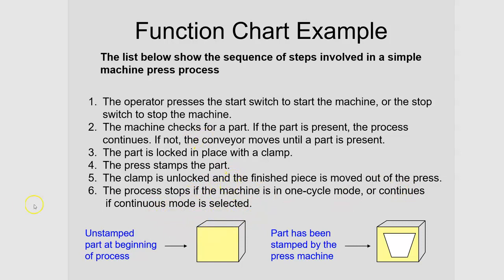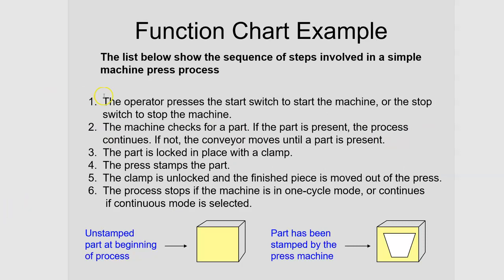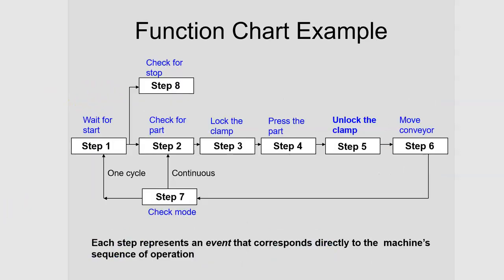So here's what happens. Each one of these steps becomes basically a little mini program. They have this, I call it a flow chart, but it looks kind of like a flow chart. You can see step 1, I have it written here, wait for part. Step 2, check for the part. Step 3, lock the clamp. Step 4, press the part, and so forth. We can go through all the steps.